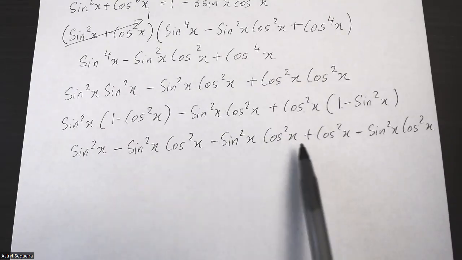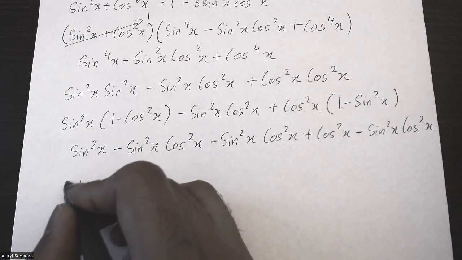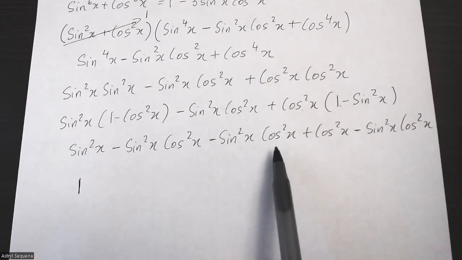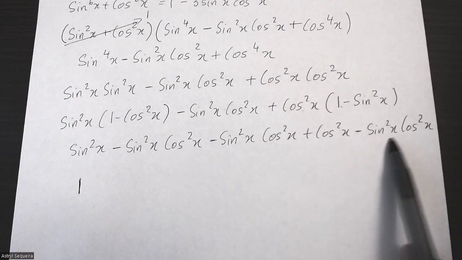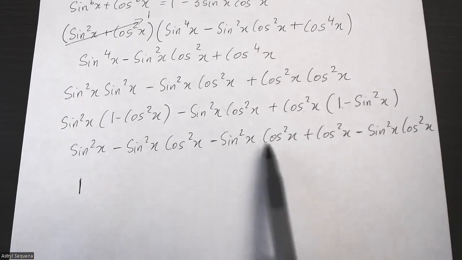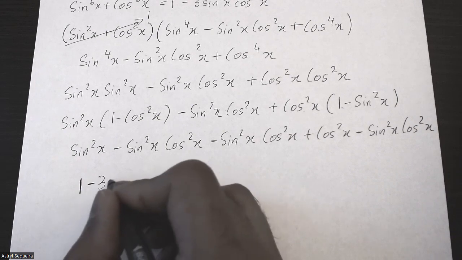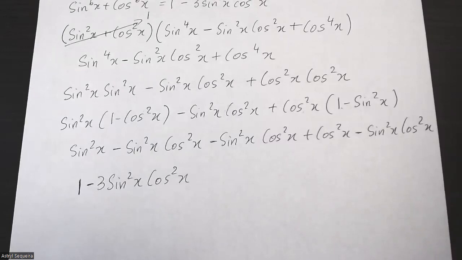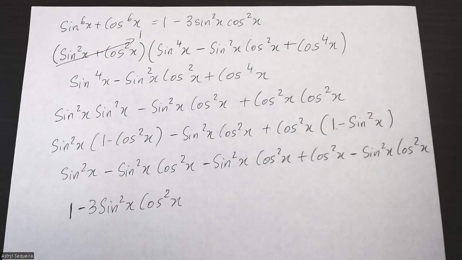Final step, I know sine square plus cos square is just 1, so I can just rewrite that as 1. And then negative sine square cos square, minus sine square cos square, minus sine square cos square. These are all like terms. If we combine these three like terms, it's just negative 3 sine square x cos square x. And now we've proved the trig identity because this is the same as the other side.